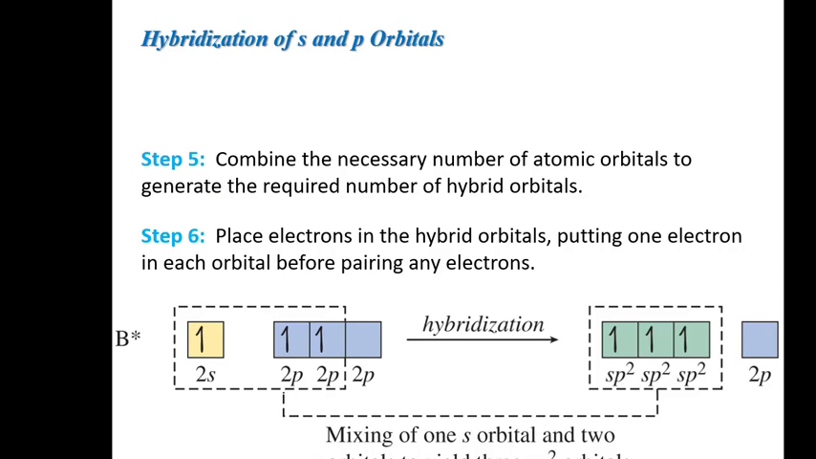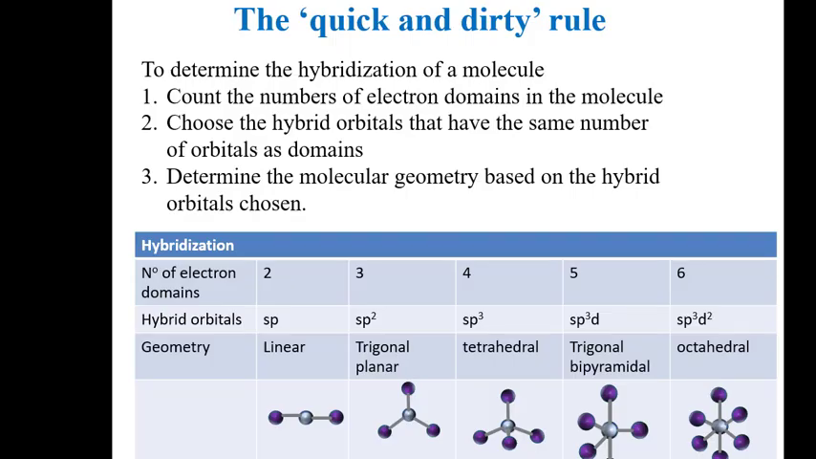Now, the question is, do we always have to go through the electron diagram to determine the hybridization? Actually not. To determine the hybridization of a molecule, first you need to draw the Lewis structure, then you count the number of electron domains, and then you can choose a type of hybrid orbital that has the same number as the electron domains that you determined.